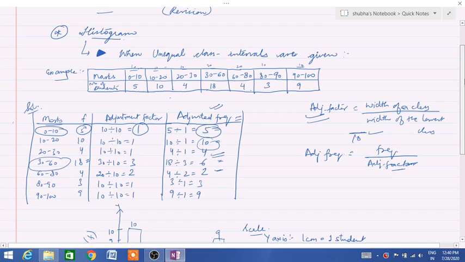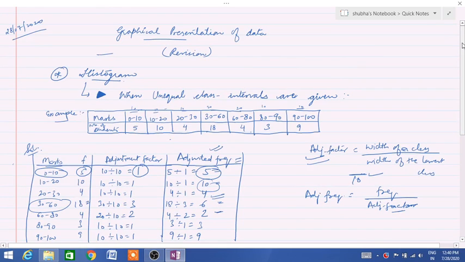Please watch my previous video regarding the histogram, in which I have already explained it, and this is the revision. One new question I have explained here, so it will become very easy for you to understand.